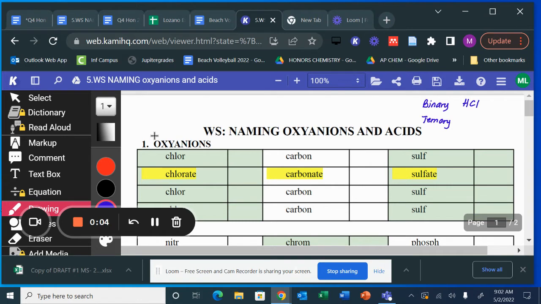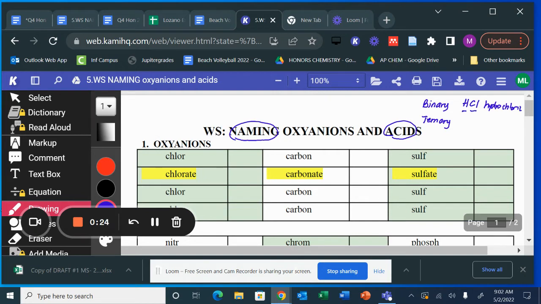In this lesson, we will be learning about naming more acids. Okay, first, from the previous lesson, you already learned how to name binary acids. For example, hydrochloric acid. Hydrochloric acid. Binary because it has two different types of elements.